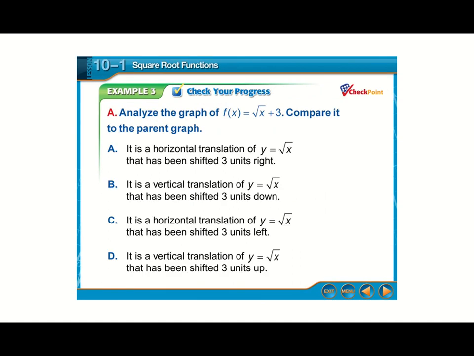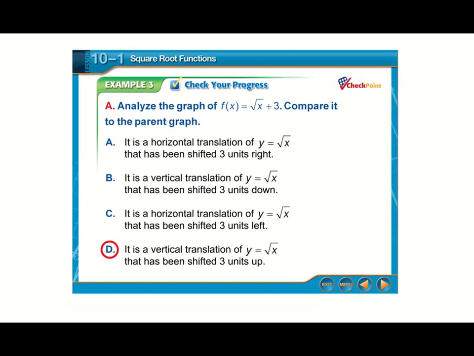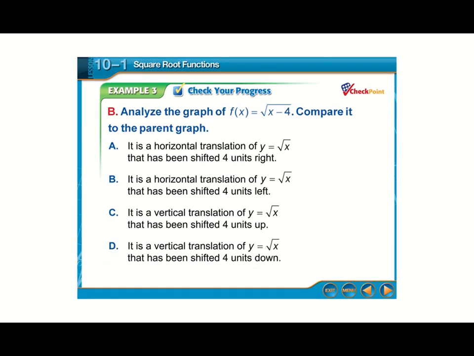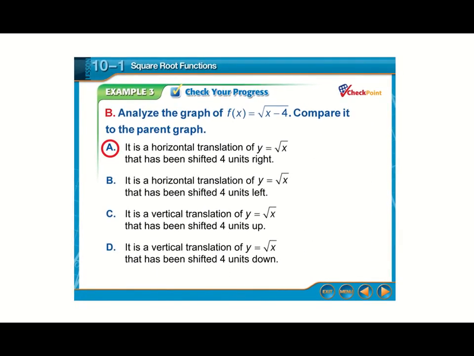All right, I want you to try to do this one. Pause the video and try it. You should have gotten D because since it says +3, that means we're going up 3 units. Okay, pause the video and try this one. And since you have a -4 inside the square root function, that means that you're going to go 4 units to the right.